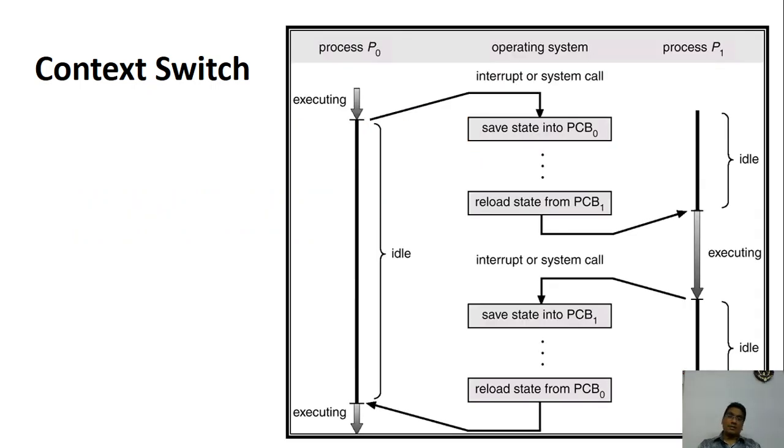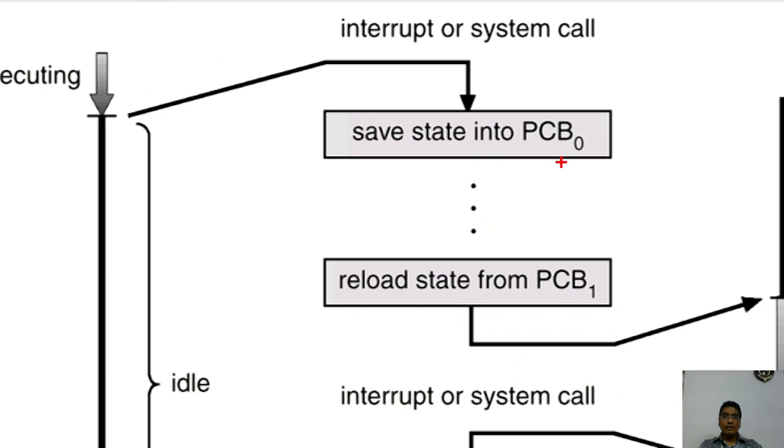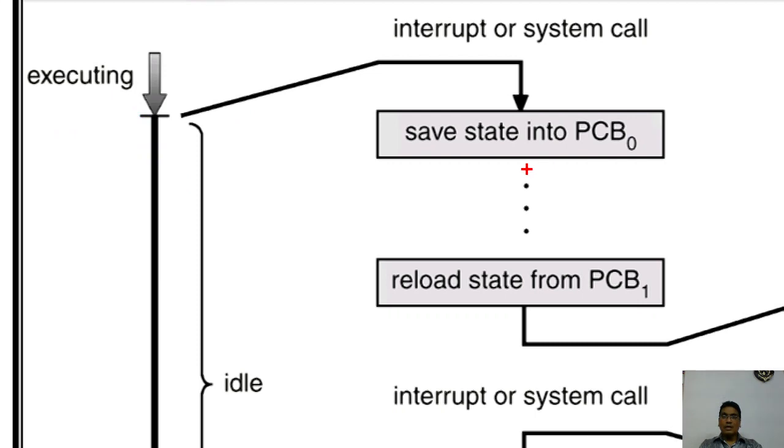Now how does context switching work? Let's give a simple example. Let's say you have two processes, P0 and P1. Let's look at how it really works. You have this process P0, it was executing. Suddenly the CPU says that no, I want to switch to the process P1. So what will it do? First it will save the state of the process P0. This process P0 state is saved.